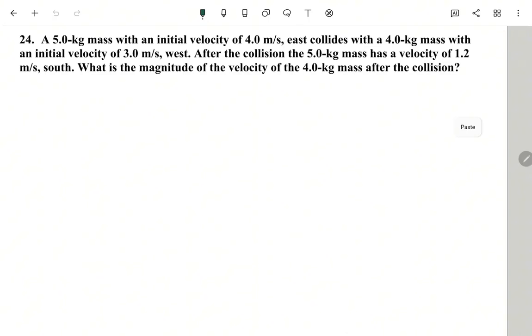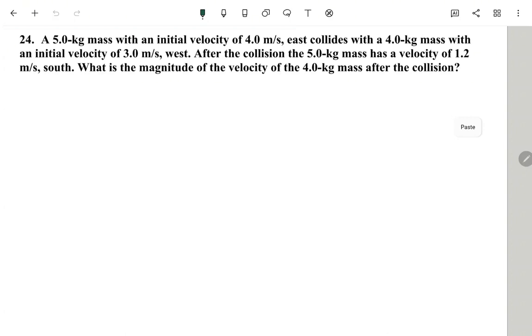A 5 kilogram mass with an initial velocity of 4 meters per second east collides with a 4 kilogram mass with an initial velocity of 3 meters per second west. After the collision, the 5 kilogram mass has a velocity of 1.2 meters per second south. What is the magnitude of the velocity of the 4 kilogram mass after the collision?